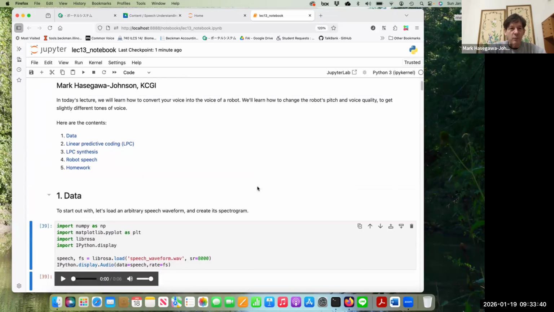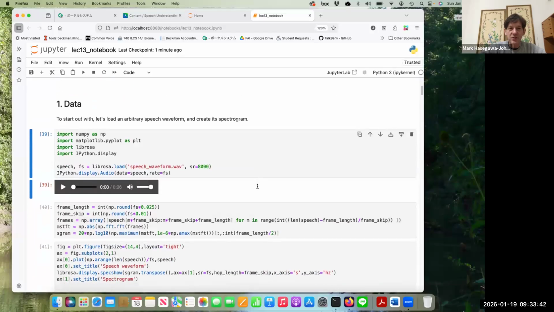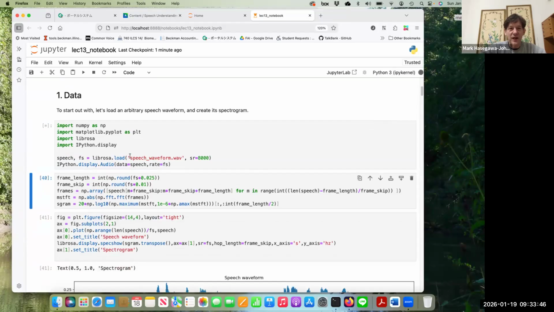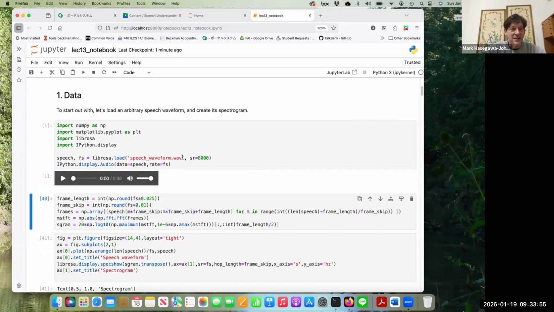First of all, let's go ahead and read in the data. This part of the lecture is really a repetition of things that have happened in the past. So first I'll read in the data from the file called speechwaveform.wave. That's actually a file that I've distributed to you in the past. That's just a recording of myself saying this is a speech waveform. So let me play it for you.